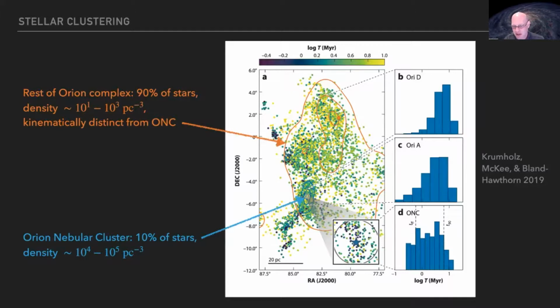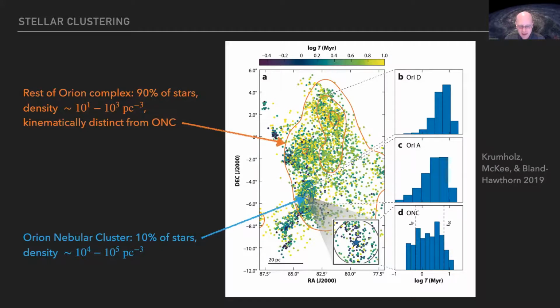These stars are not ejecta from in here. They were never in there, and they're never going to be in there. So most stars are forming at much lower densities than the really high ones you see in classical clusters. So do most stars form in clusters?